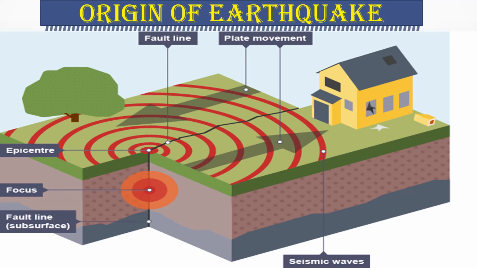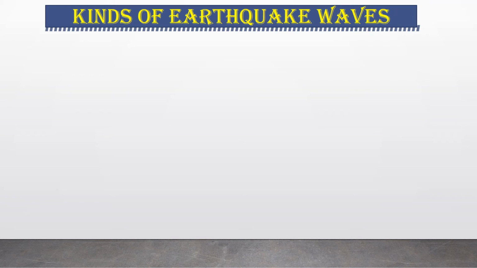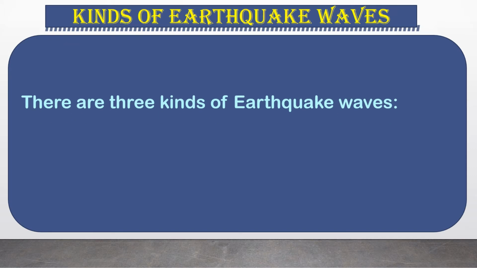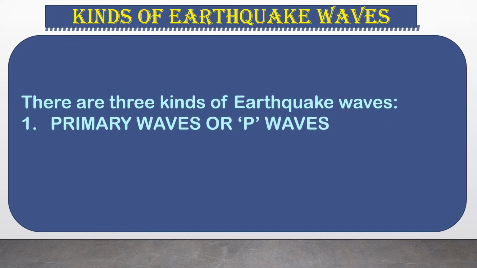At the top, this is the fault line. Fault line means the earth is breaking from inside, and the dark green arrows given here show the plate movements. Plate movements means movement of the rocks. So this is the diagram of the origin of an earthquake. Next, we will learn about the kinds of earthquake waves. There are three major kinds of earthquake waves. First is the primary waves, which are also called P waves.